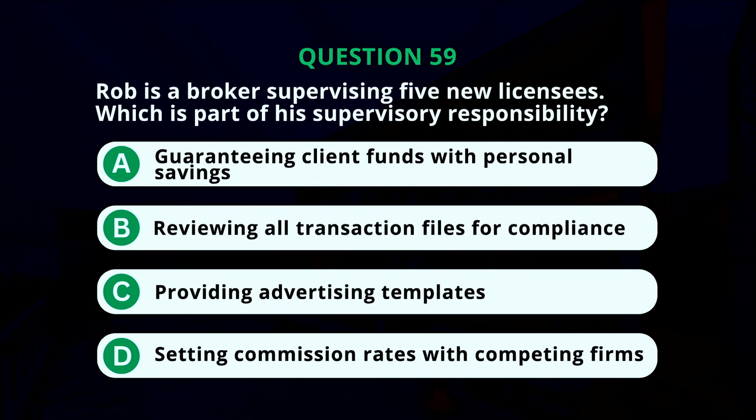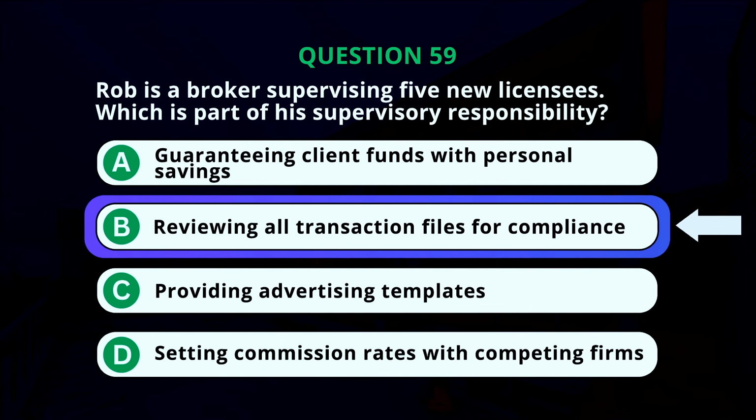Which is part of his supervisory responsibilities? Letter A, guaranteeing client funds with personal savings. Letter B, reviewing all transaction files for compliance. Letter C, providing advertising templates. Letter D, setting commission rates with competing firms. And the answer? Letter B, reviewing all transaction files for compliance.